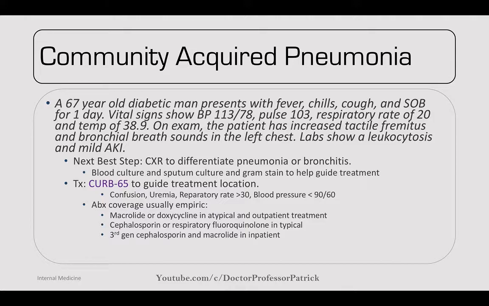So for the treatment, one of the algorithms you can use is CURB-65 to guide where your location is going to be. So if there is confusion, uremia, a respiratory rate greater than 30, or blood pressure less than 90/60, depending on how many points, you're going to want to treat outpatient, observation, or inpatient. Antibiotics are usually empiric, so we give macrolides or doxycycline for an atypical or an outpatient treatment. We can give cephalosporins or respiratory fluoroquinolones in a typical treatment of a pneumonia, so a lobar pneumonia, and third-generation cephalosporins and macrolides are used inpatient with a more severe pneumonia.